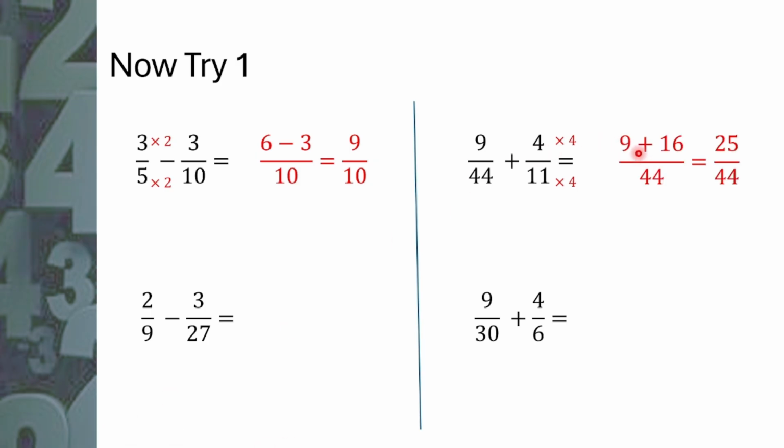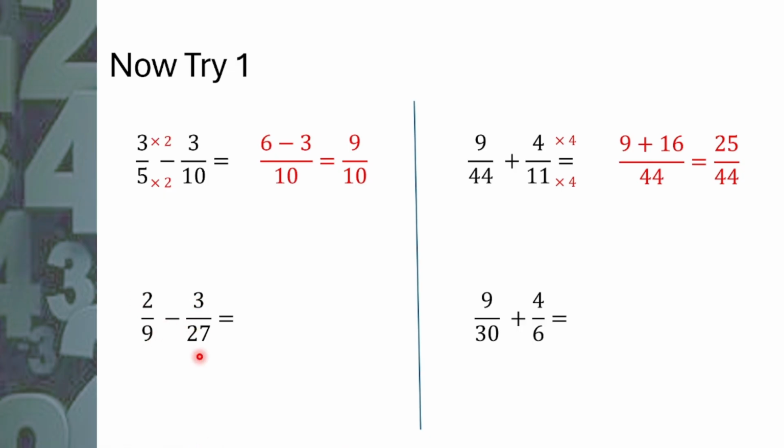Of course, remember 16 over 44 is our second fraction now. 9 over 44 is the original fraction from the question. We're going to add the numerators together since we have a common denominator. Of course, this is going to give me 25 over 44, which cannot be simplified.